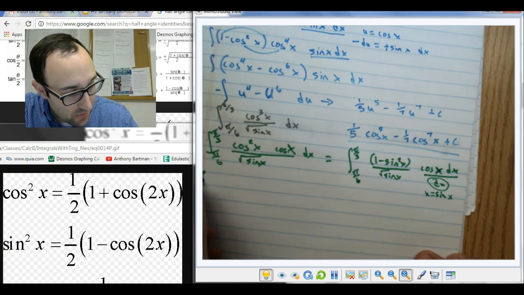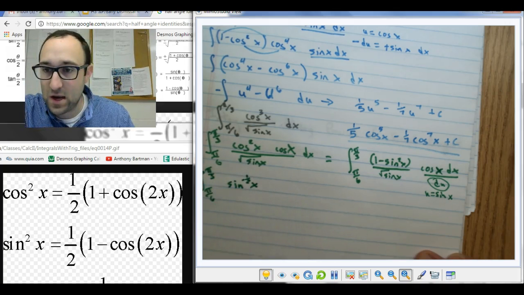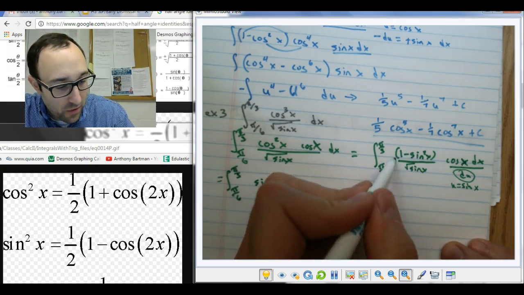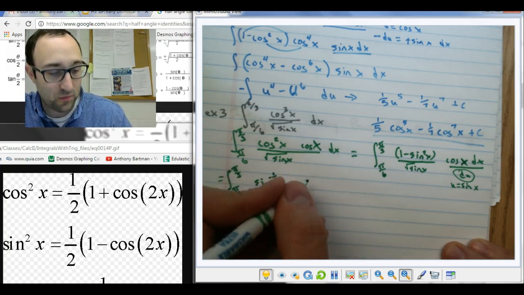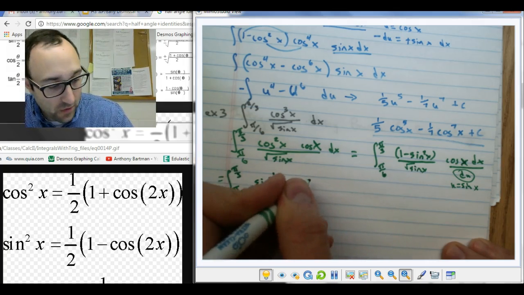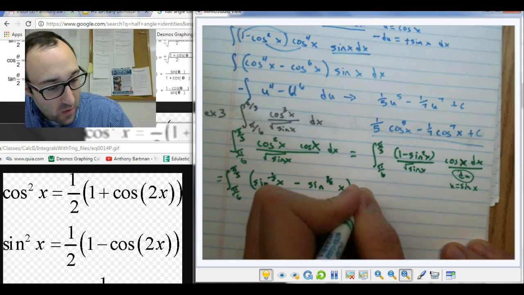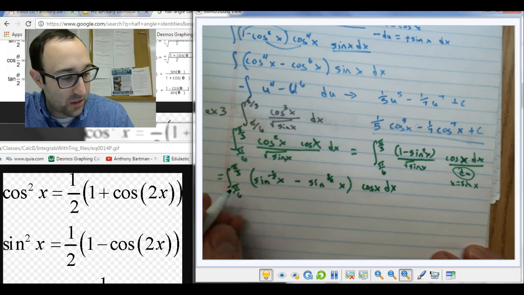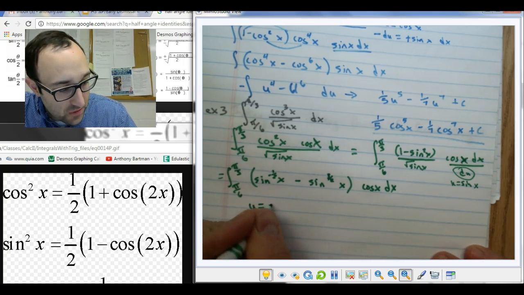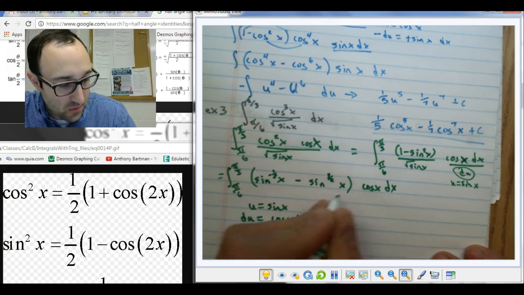So that's the same as the integral from pi over 6 to pi over 3 of sine to the negative 1/2 x, because it's going to be this part, minus sine squared, minus sine to the 1/2. Is 2 minus 1/2, yes, that's right, 3/2. So sine to the 3/2 x, put that in parentheses, and then we've got cosine x dx. Now we can say u equals sine x, and du equals cosine x dx, which takes care of all that.